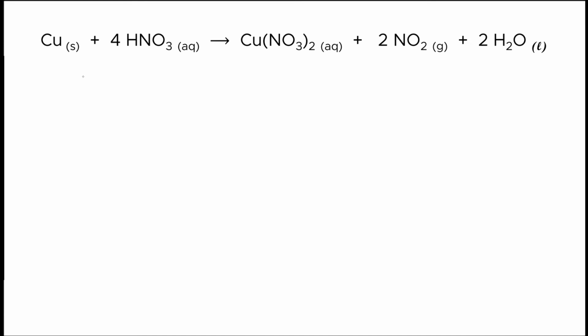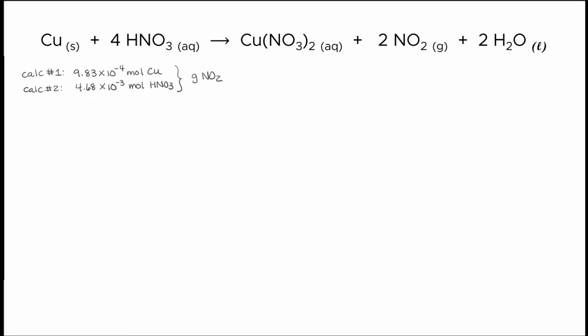In our second example, we're given 9.83 times 10 to the negative 4 moles of copper and 4.68 times 10 to the negative 3 moles of nitric acid. And we are asked to calculate the theoretical yield of NO2 in units of grams. So calculation number 1 will start with copper, and calculation number 2 will start with nitric acid.